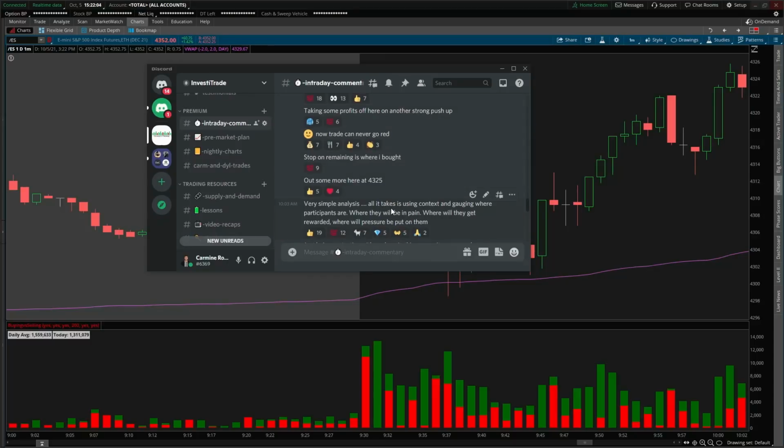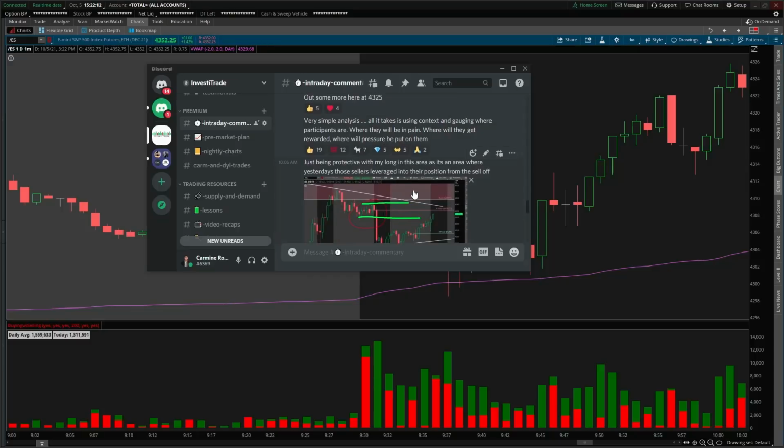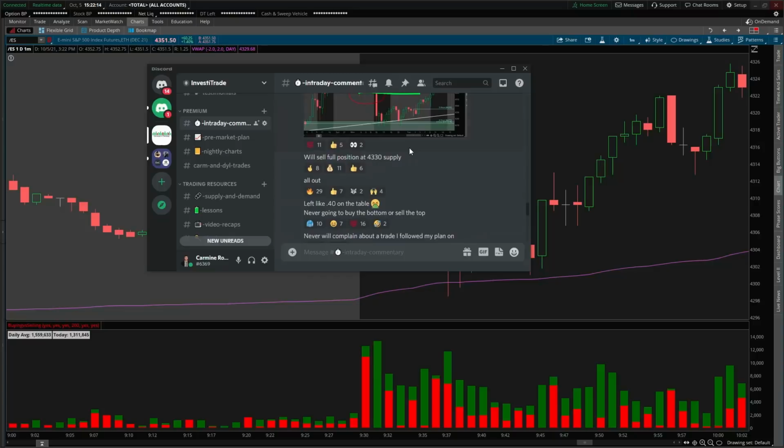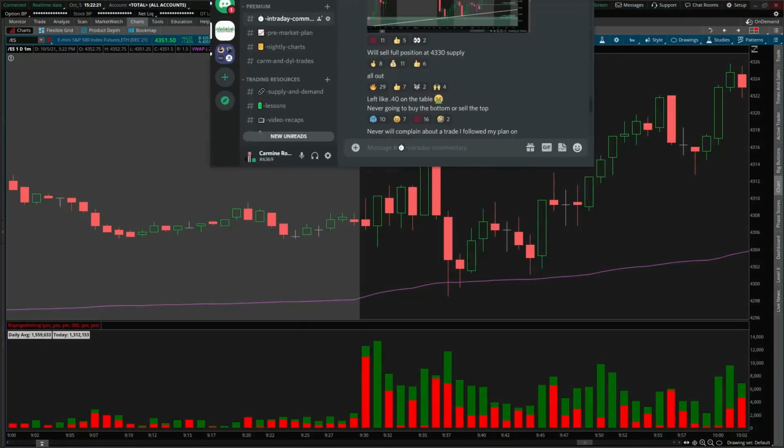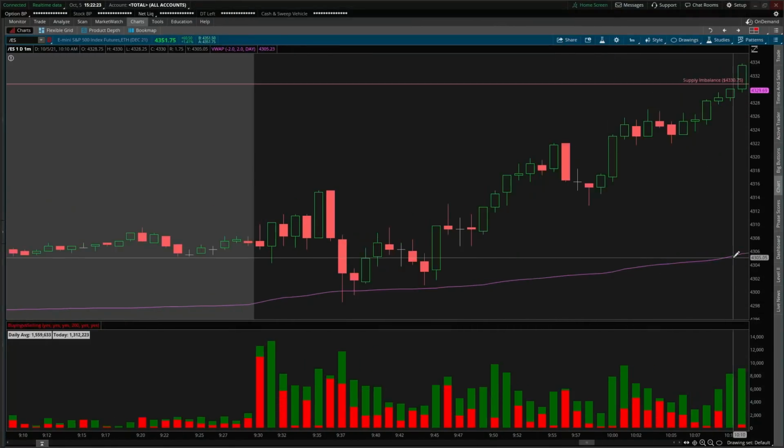Very simple analysis. All it takes is using context, gauging where participants are, where they'll be in pain, where they'll get rewarded, and where we'll put pressure on them. Just being protective. And then I said I'm full sell my position at 4330 supply, and I got all out at 10:10. So it looked like this.